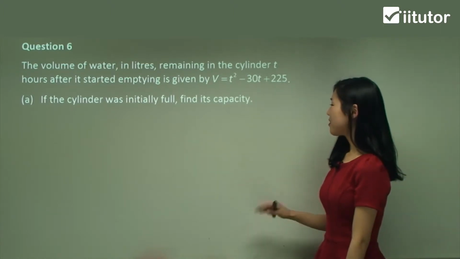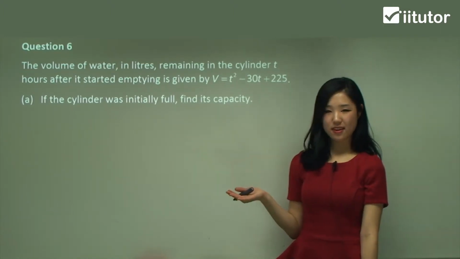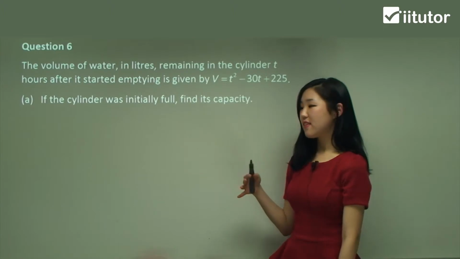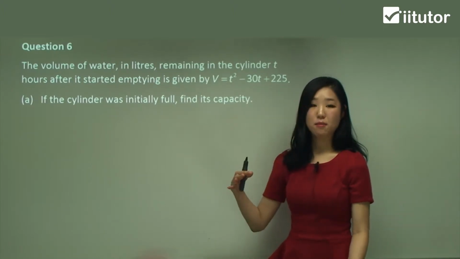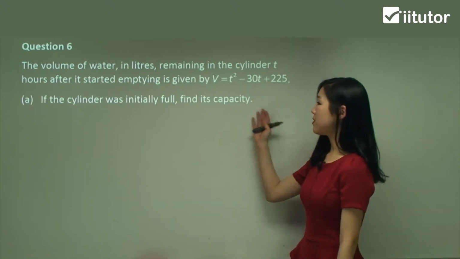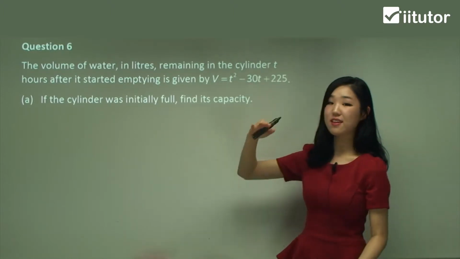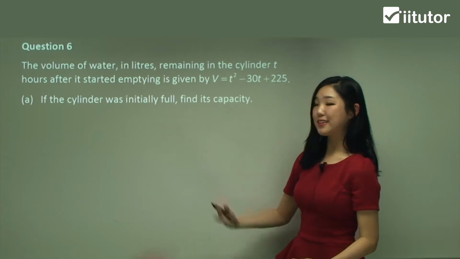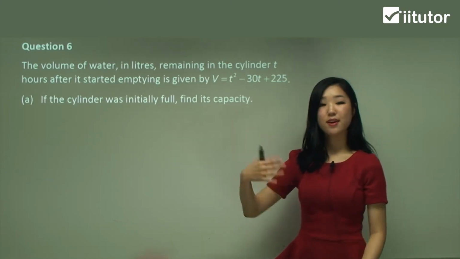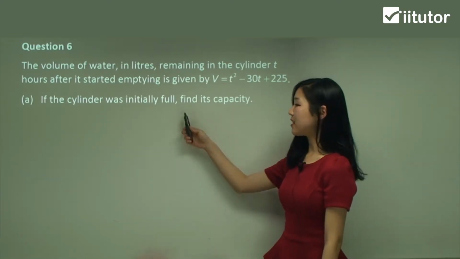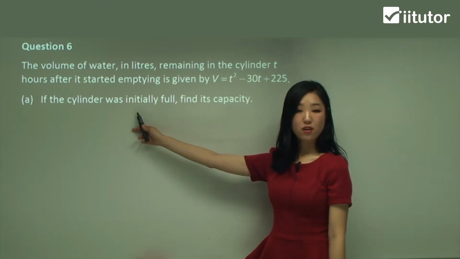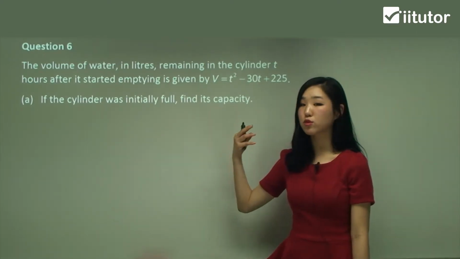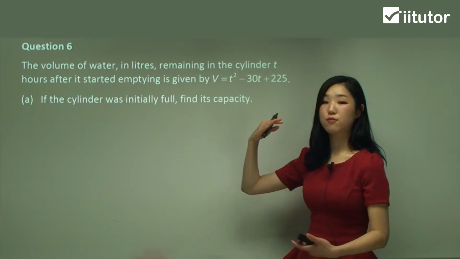First of all, what does it mean by capacity? Capacity is the maximum amount a particular object can hold. So in this case, the capacity is when the cylinder is full. So the amount in litres when the cylinder is full is its capacity. And it tells us it's full initially. So initially, at time t equals 0, it was full.